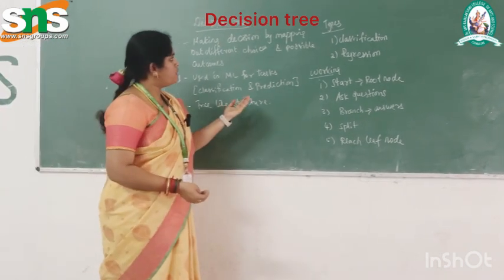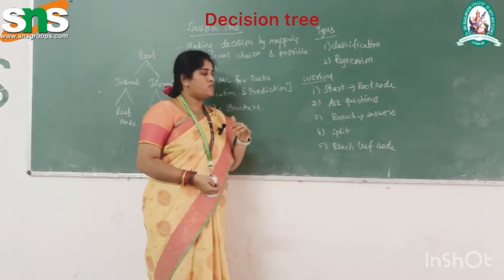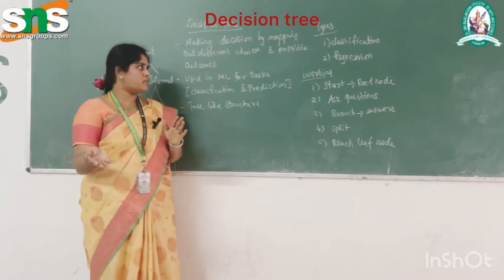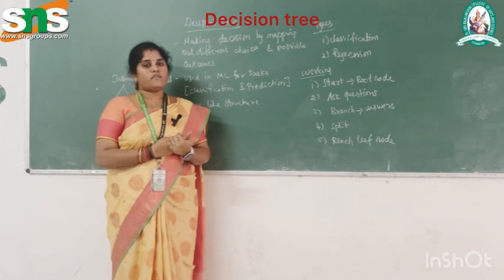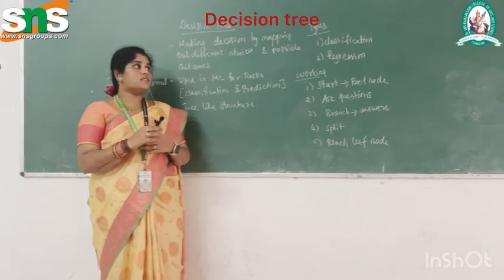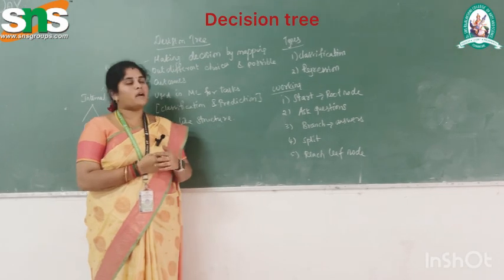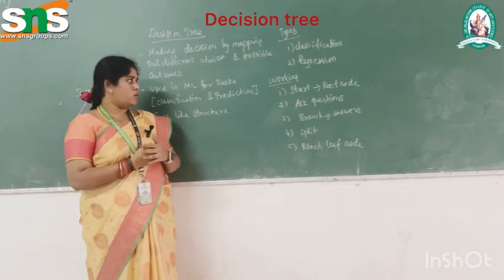Second will be the types, that is classification and regression. From the decision tree, we are going to classify into two types, that is the classification and the regression. Classification is always processed when it is categorical data. Regression is going to analyze or predict the results when it is continuous data.